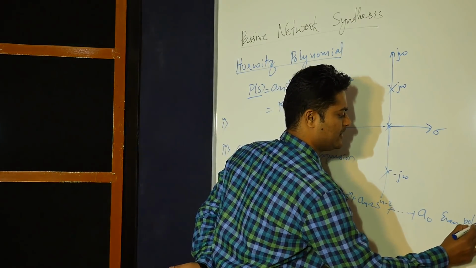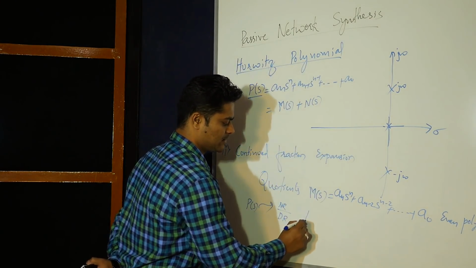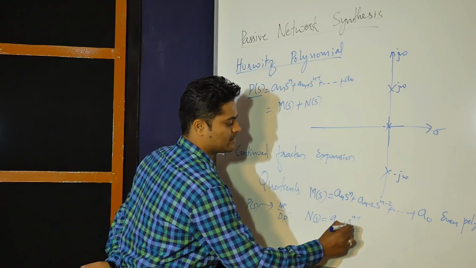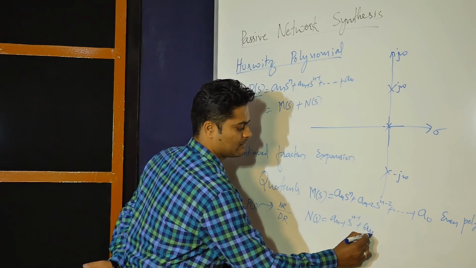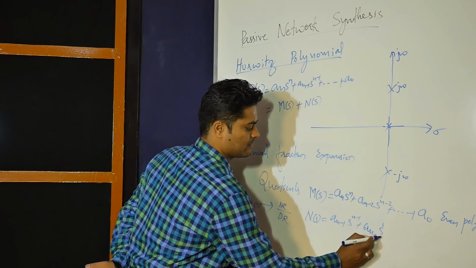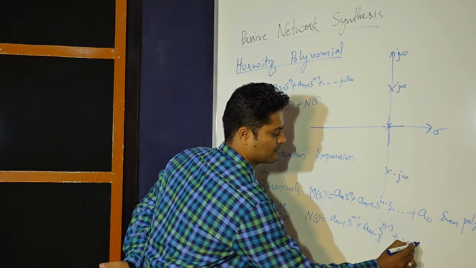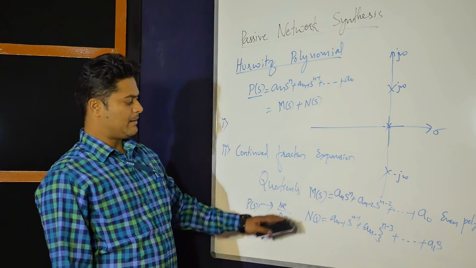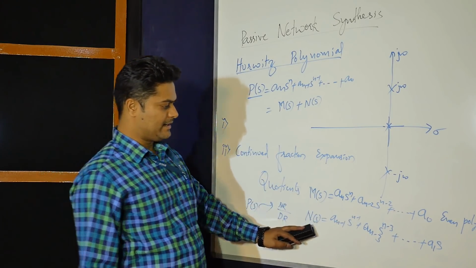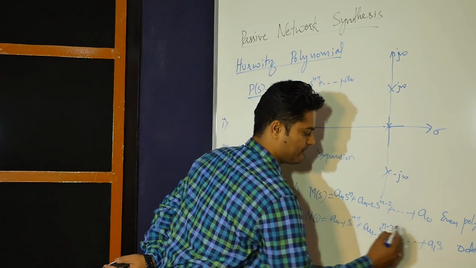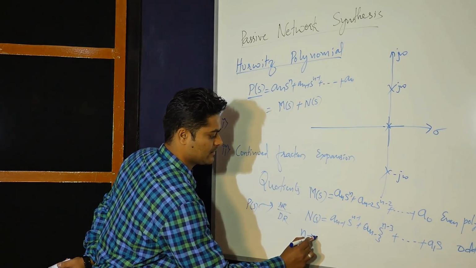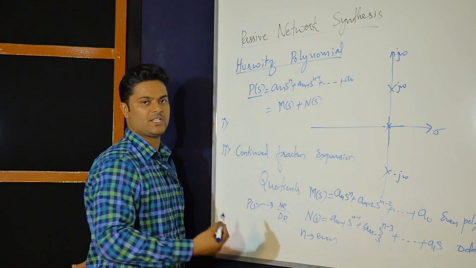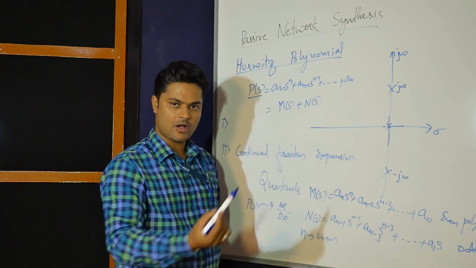Even polynomial. And from P of S, if I represent N of S in terms of an minus 1 s to the power n minus 1, so here M of S is even and N of S is odd only if N is even, and M of S equation is odd if N is odd.